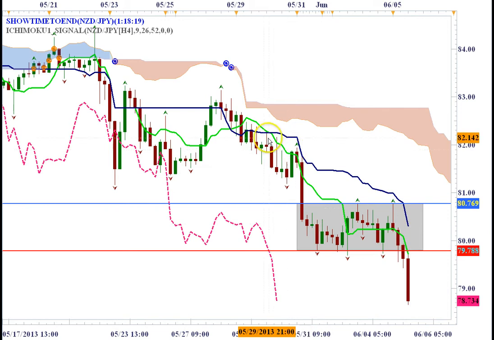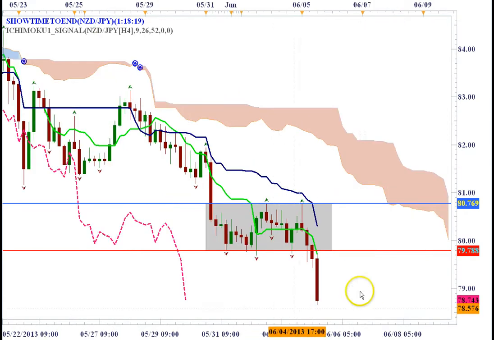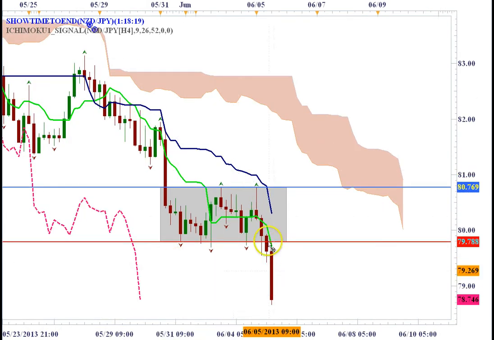You got a strong TK crossover here, very strong. Price is below the cloud, Chikou span's below price and the cloud. There's nothing holding Chikou span back down here. And look at the angles of everything. Everything is aiming downwards. Strong momentum in this market, very strong. Look at this. This is a strong run here, and this would have been a great trade to get into right there.